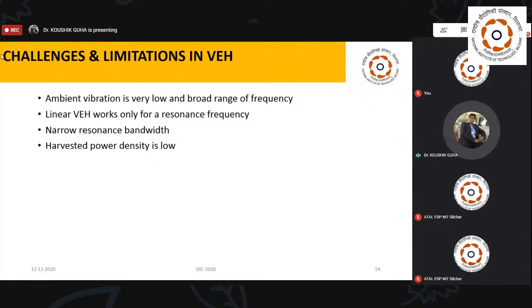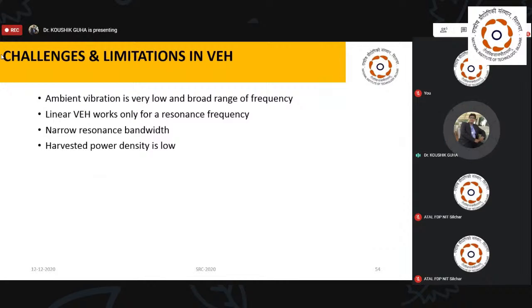So now the question is, what are the present challenges and limitations of the vibration energy harvester? The challenge is that ambient vibration is very low, and the broad range of frequency that I told you is very low. The ambient vibration is below the range of 100 hertz, so it is very difficult to pick up. The linear vibration energy harvester works only for a resonant frequency. It takes only one resonant frequency.